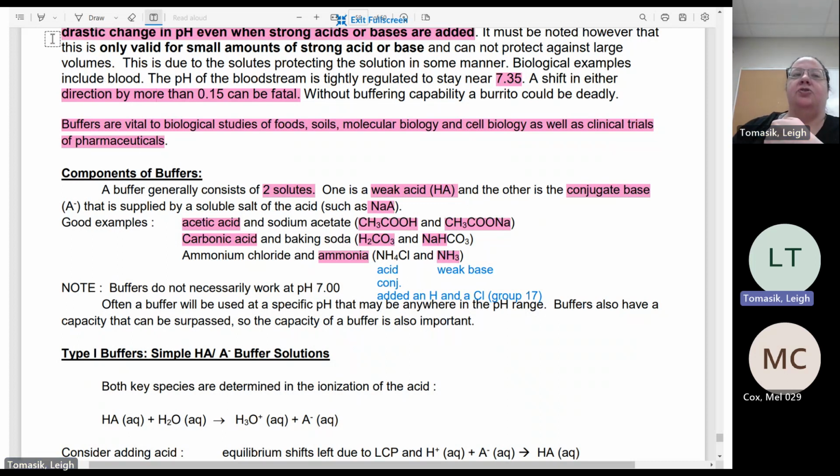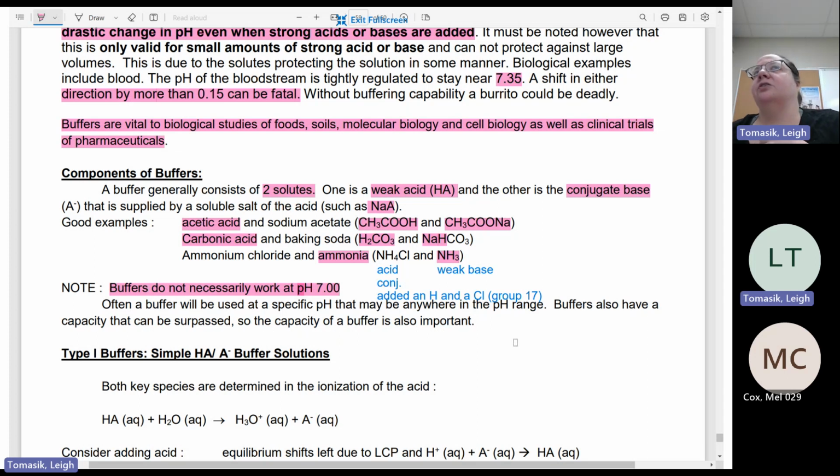Buffers don't keep things neutral. They just keep them within the same range. That's important to note: buffers won't keep things at 7. Buffers can be designed to keep the pH at basically any pH you want. You just have to find the right acid or base and the right conjugate. So often a buffer will be used at a specific pH that may be anywhere in the pH range. Buffers also have a capacity that can be surpassed. So the capacity of the buffer is also important.